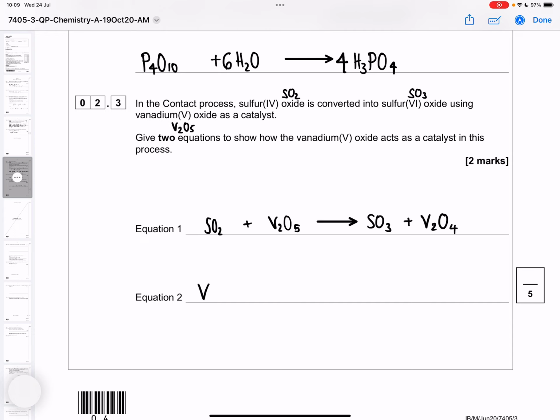And then the vanadium 4 oxide is oxidized back by oxygen back to vanadium 5 oxide. It's the catalyst.